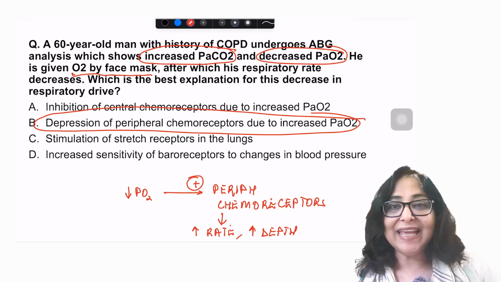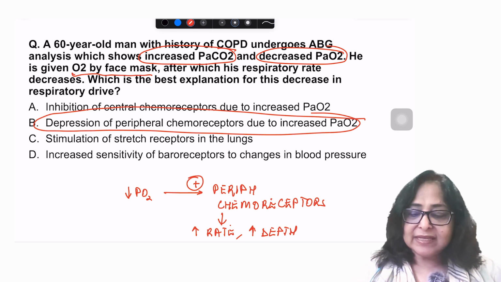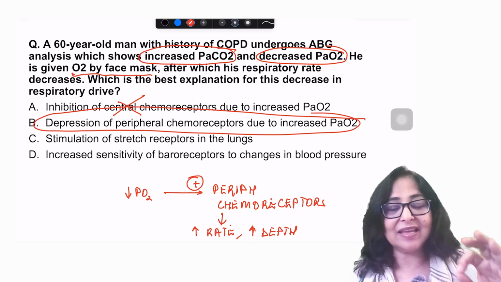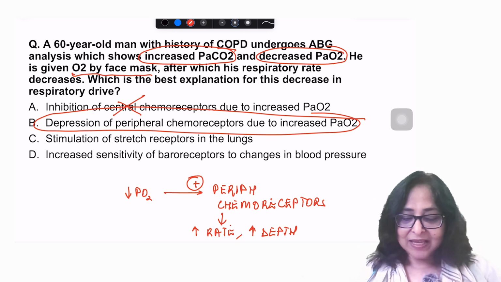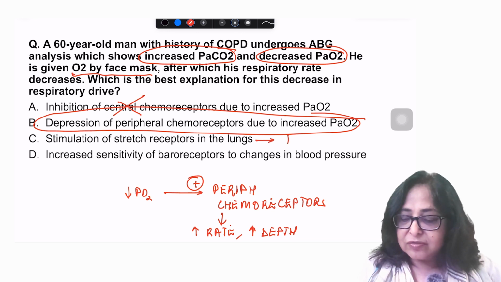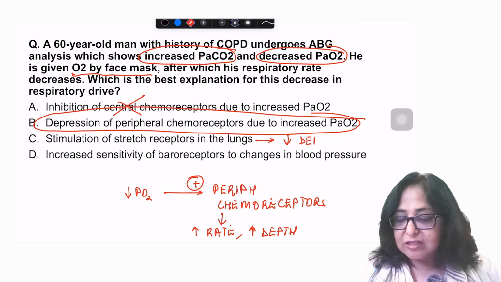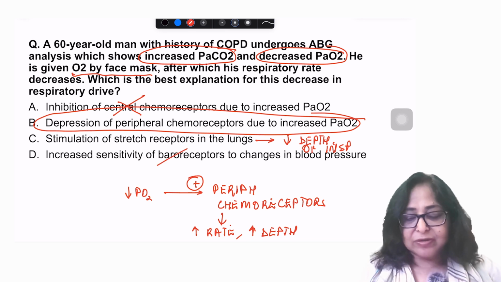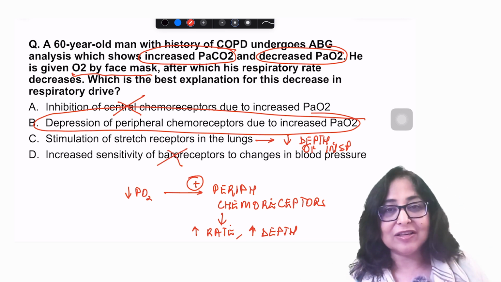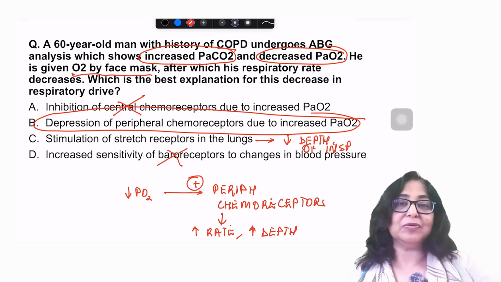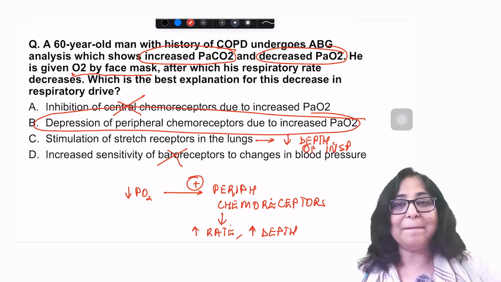Why not option A? Now please remember, hypoxia does not affect the central chemoreceptors. It affects only the peripheral chemoreceptors, carotid and aortic bodies. Stimulation of the stretch receptors of the lungs causes a decrease in the depth of inspiration. It does not affect the rate. Increased sensitivity of baroreceptors. Baroreceptors have nothing to do with regulation of respiration. So the answer to this question is there is a depression of the peripheral chemoreceptors due to increased PaO2.